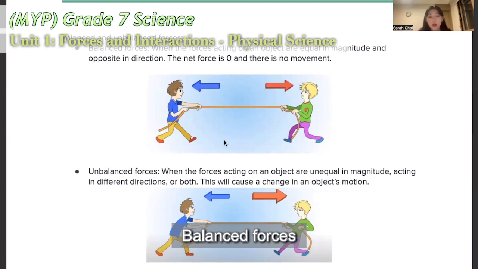Each of these people on either side, they are tugging on the rope with the exact same magnitude and opposite direction, with the exact same strength. So this rope that they're pulling on would not move because the forces from each side are balanced.